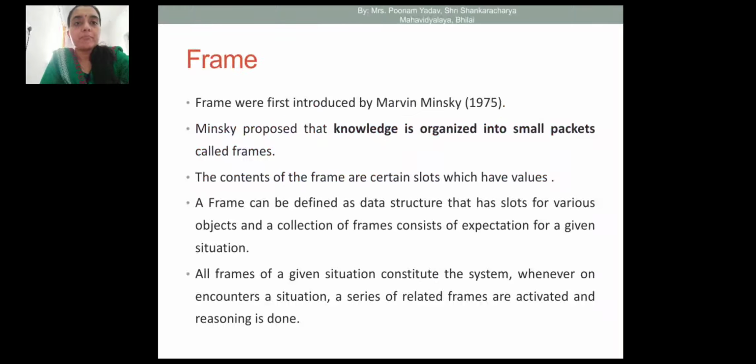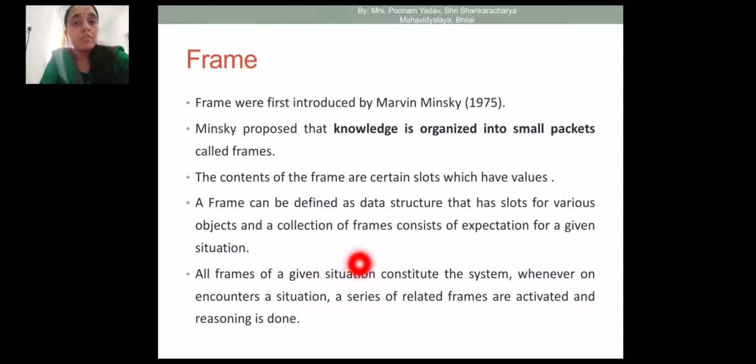Now frame. Knowledge is organized into small packets. The content of the frame are certain slots which have some value. All the content of the frame have slots, and these slots have some value. A frame can be defined as a data structure that has slots for various objects, and a collection of frames consists of an explanation of a given situation.